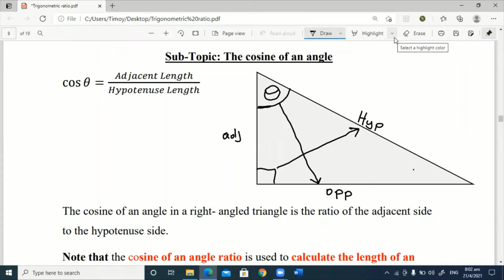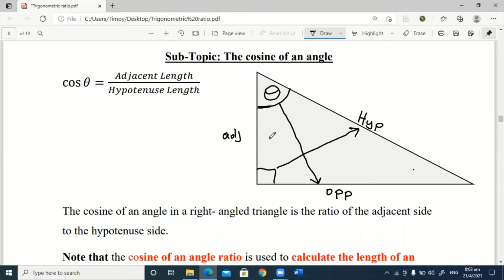In this video, what we are going to focus on is the cosine of an angle. By definition, the cosine of an angle is equal to the adjacent length divided by the hypotenuse length, right? Now, one thing that you should know about the cosine ratio is that it applies only to right angle triangles, right? Now you should be able to label a right angle triangle in terms of hypotenuse, opposite, and adjacent given a working angle, right?